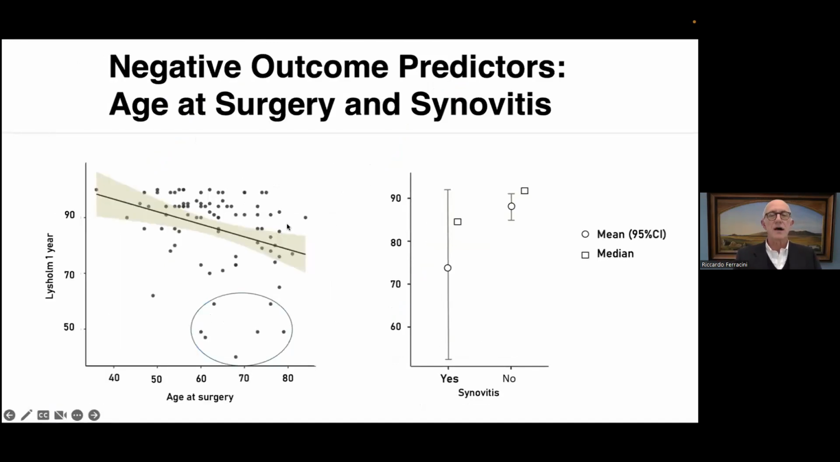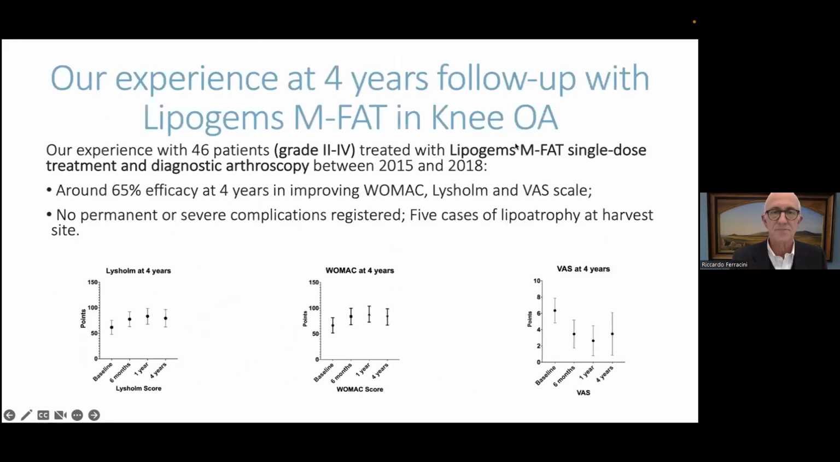What are the negative outcomes? The age at surgery is a predictor of negative outcome. Another predictor of negative outcome, a case that is not responding well, is synovitis. In high-level synovitis, the patients have a tendency to perform less well than other patients.